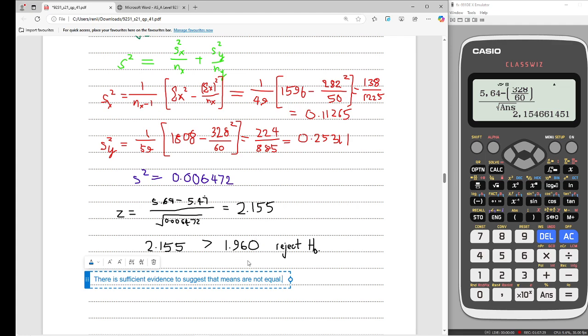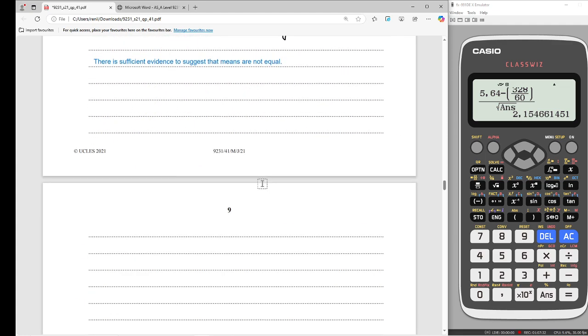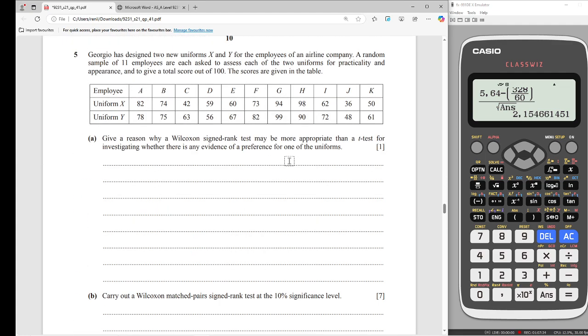Okay, so we can just insert the alternative hypothesis. Okay, moving on, we have here a Wilcoxon signed rank test, and let's just solve the values.